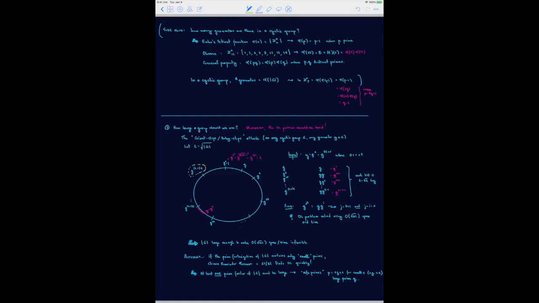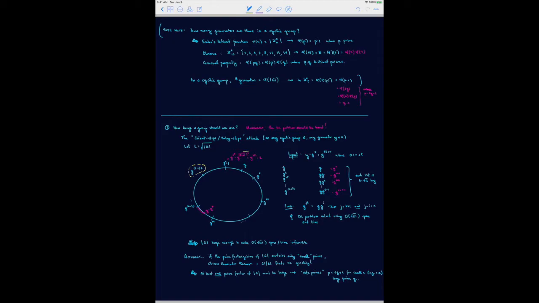Because if we were to go on, the next one would be g to the t squared in the exponent. But t is the square root of the group order, so t squared is just the group order. That's what I've got here in magenta. T squared is the square root of the group order, squared, which of course is just the group order. And g to the group order is 1 because g is a generator.